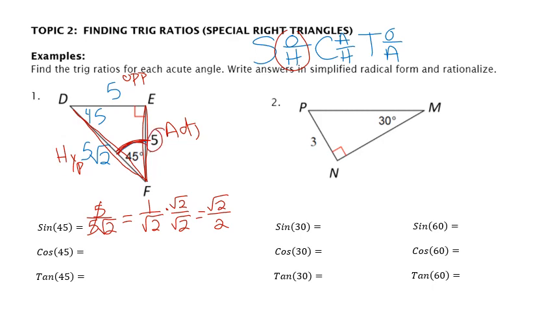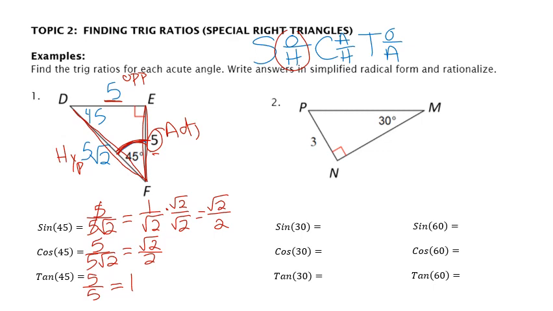Cosine is also 5 over 5 root 2. So I just get root 2 over 2 because I just did that problem. It's the same thing, so sine and cosine end up being the same. And then tangent is 5 over 5, which is 1. So tangent of 45 degrees is 1.